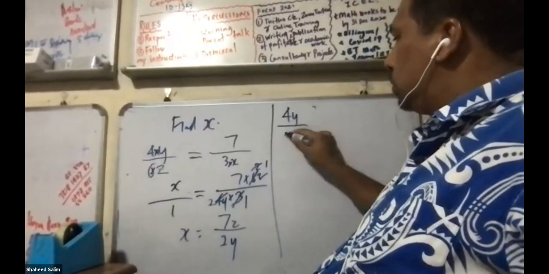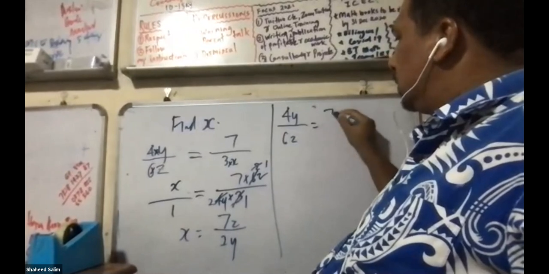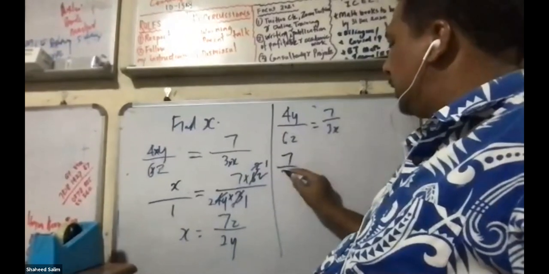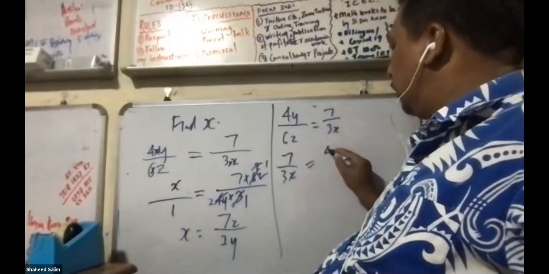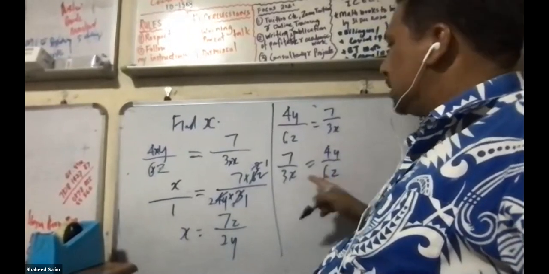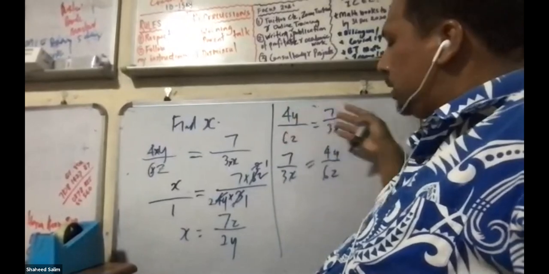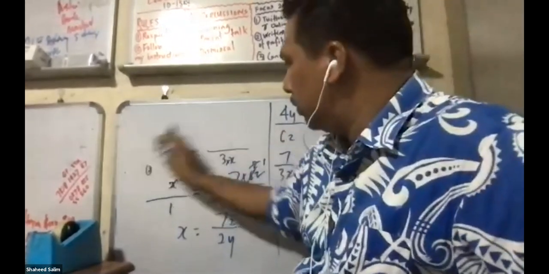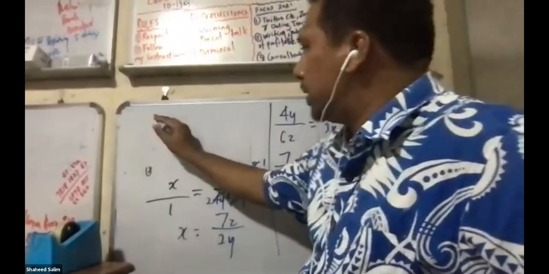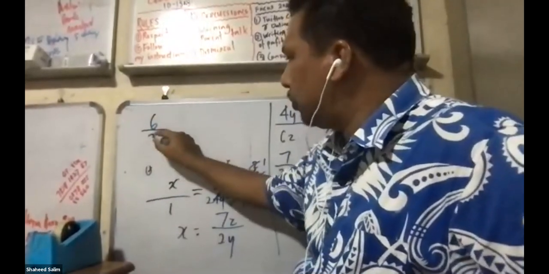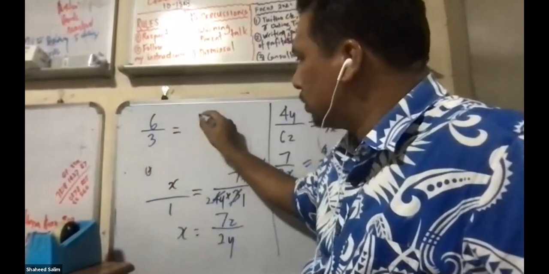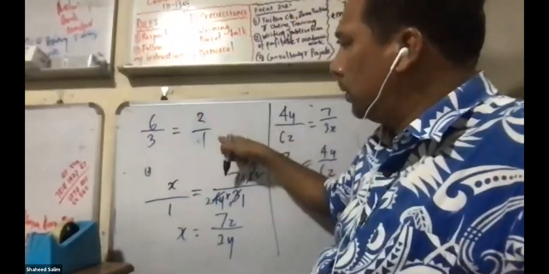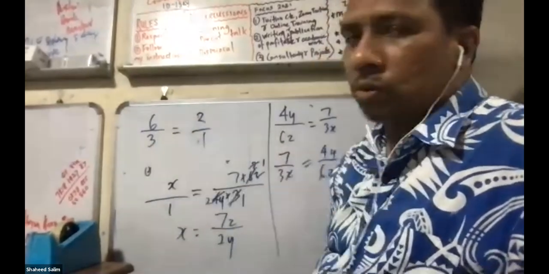4y equals to 6z, and 7 is down here. So I change it first: 7 over 3x equals to 4y over 6z. Same thing, right? Now, I have shown you this before. 6 divided by 3, is it equals to 2 over 1? 2 divided by 1 is 2. 6 divided by 3 is 2, correct, right?